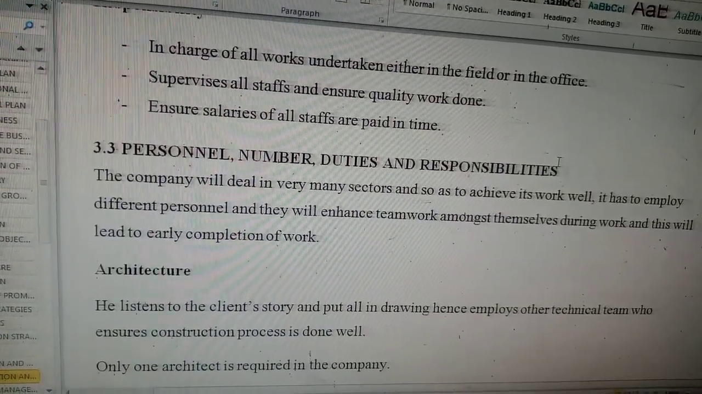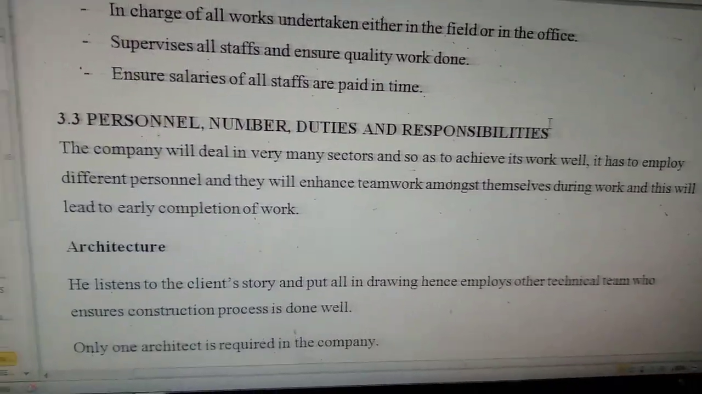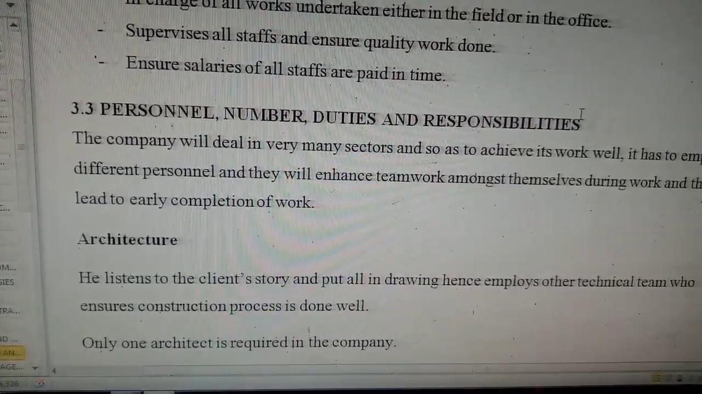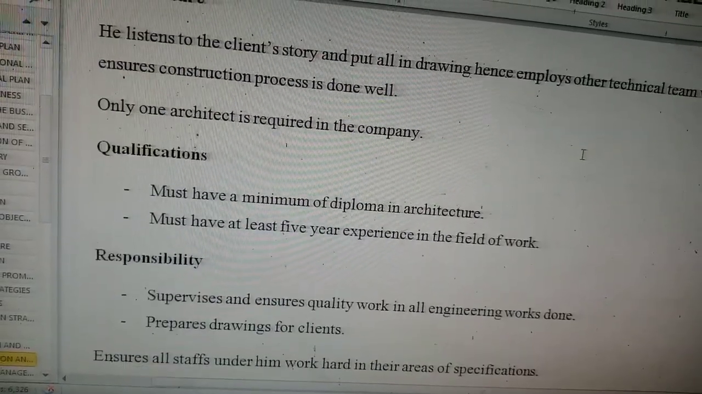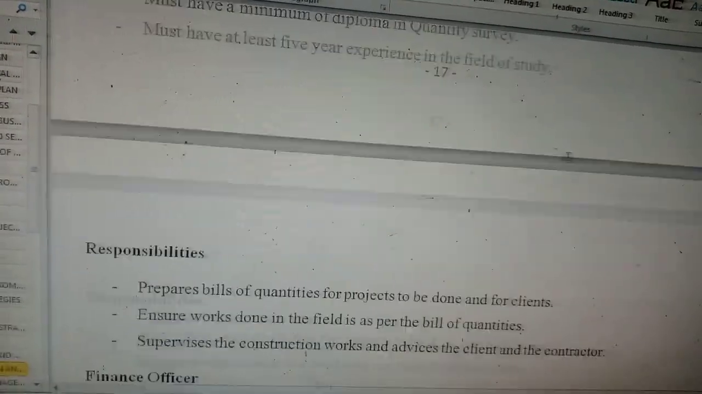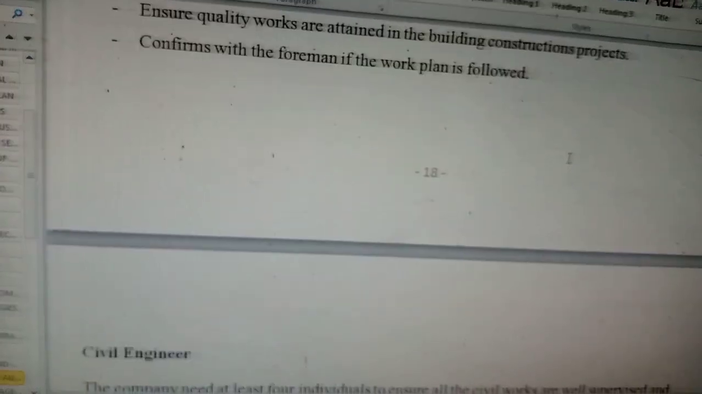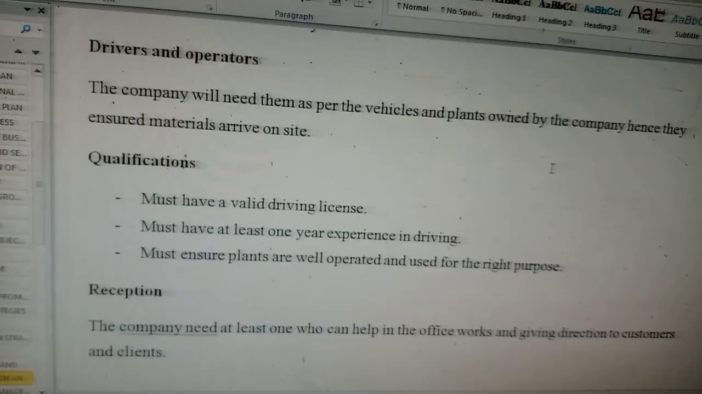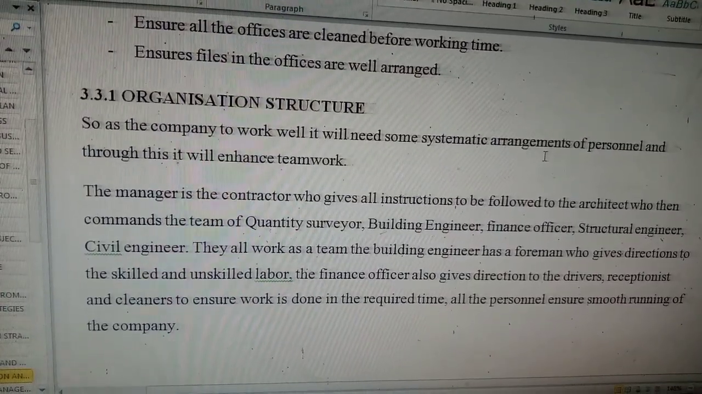And the next one, remember, the manager is the overall head of your business, and there are other personnel that you will need so that the business will run smoothly, like the architects. You must list down their qualifications, the responsibility of the architect, the responsibility of the quantity surveyor, that way. And each and every staff that you will employ, you should have their qualifications and responsibilities listed down. After that, we are going to the next one, which is the organization structure.